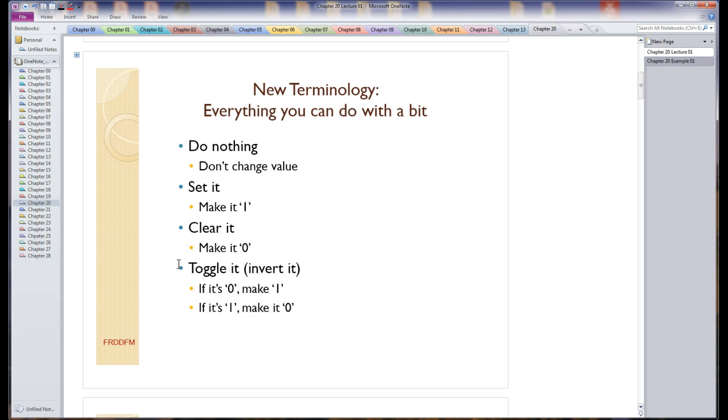So new terminology here: there are essentially 4 things you can do with a bit. You can do nothing, which means don't change the value. You can set it, you can clear it, and you can toggle it. Toggle means inverting it, so if it's 1, it becomes a 0, and 0 becomes a 1. This is always a very important question, and you see it come up a lot, particularly with the new circuits we're going to get into. So, 4 things you can do with a circuit: do nothing, set it, clear it, toggle it. Remember, clear means just make it 0, and set means make it a 1.